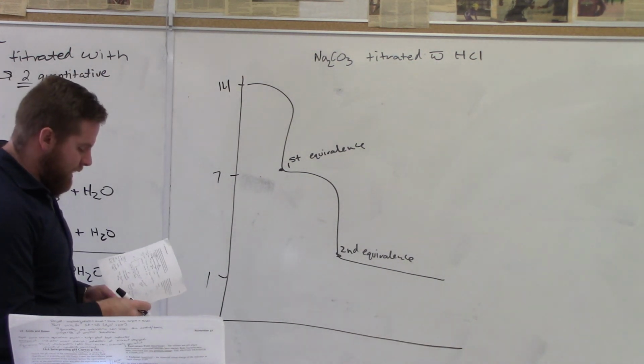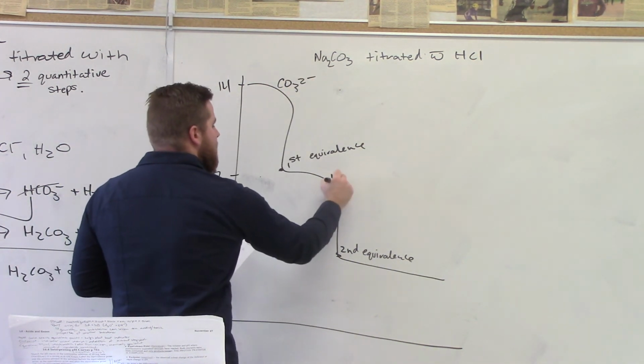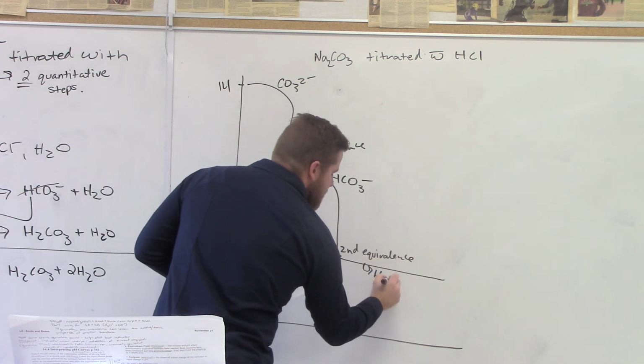Okay, so first equivalence, and then, right, entities present: CO3 2-, HCO3- is your main entity there, and then after this is H2CO3.